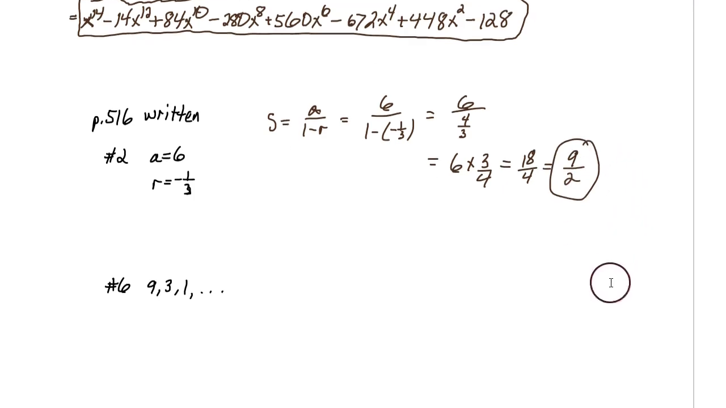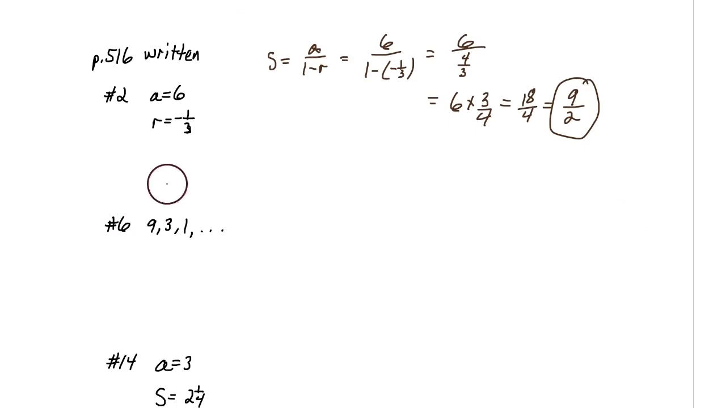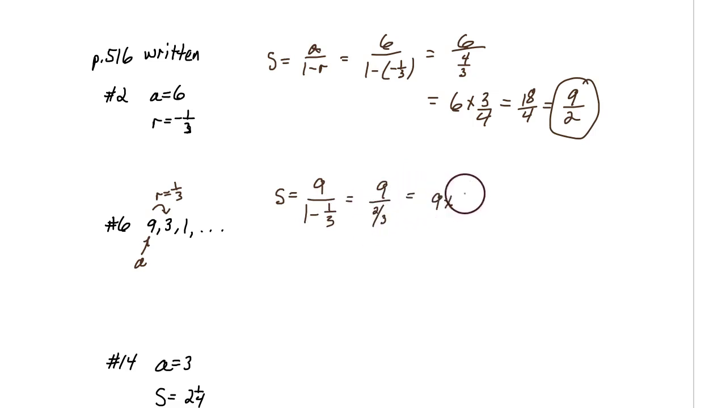For number 6, we're asked to find the sum of this infinite series. The value of A is 9, and looking from term to term, R equals 1/3. So we'll use the same formula. For A, fill in 9, and for R, fill in 1/3. So this makes 9 divided by 2/3, which is equal to 9 times 3 over 2, which is 27 over 2.